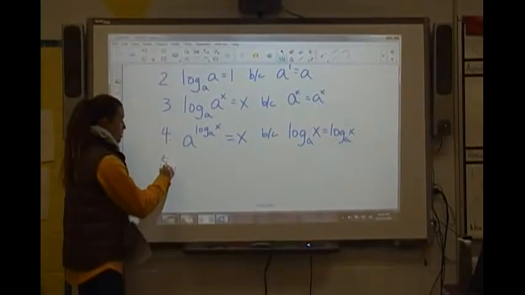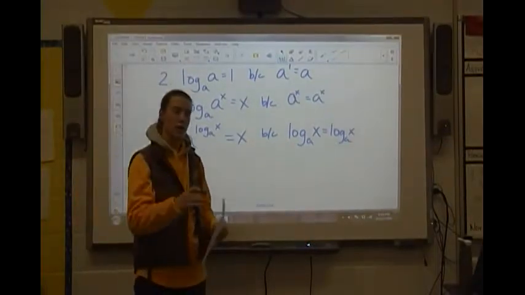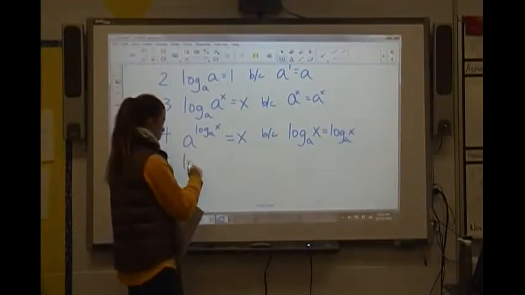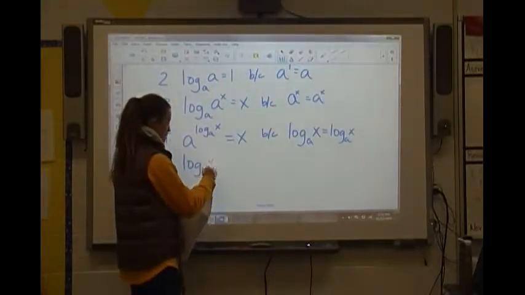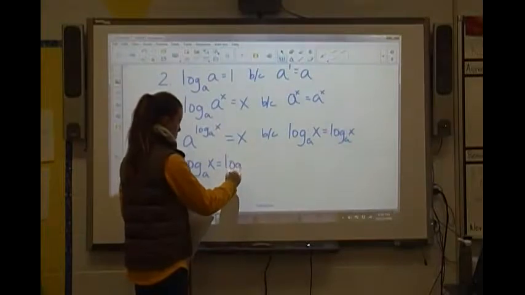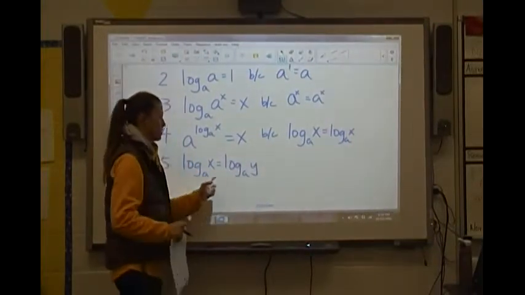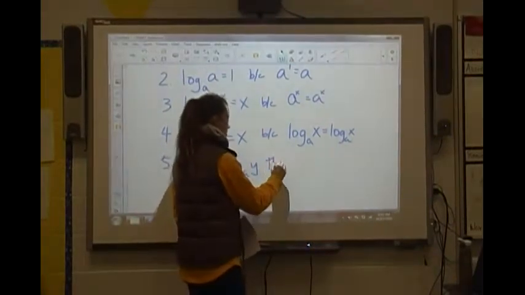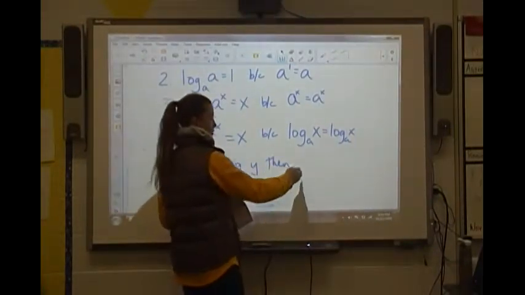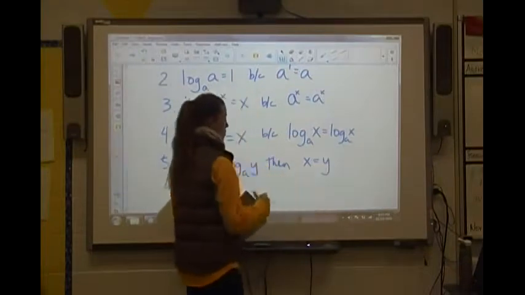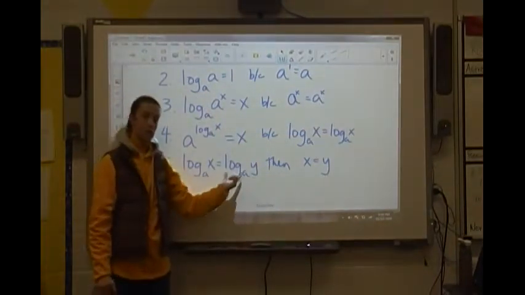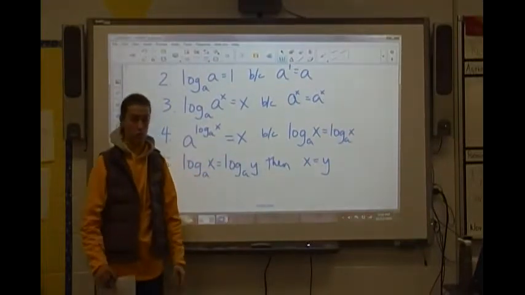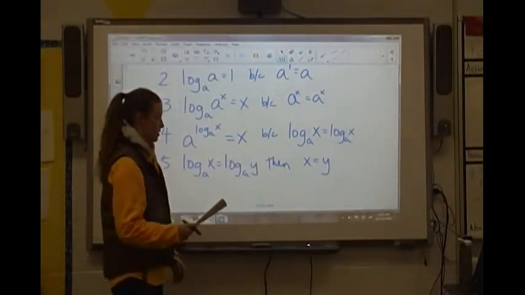And my fifth property is actually called the one-to-one property. We're going to do a whole day on that a little later. But in this case, very simply, we can use it. Log base A of x is equal to log base A of y. So if the bases are the same, then we know that x and y have to be equal to each other. So if I have two logs where the bases are the same, maybe this was a number and this is unknown, those two would have to be set equal to each other to be able to solve. So then we know that x is equal to y.